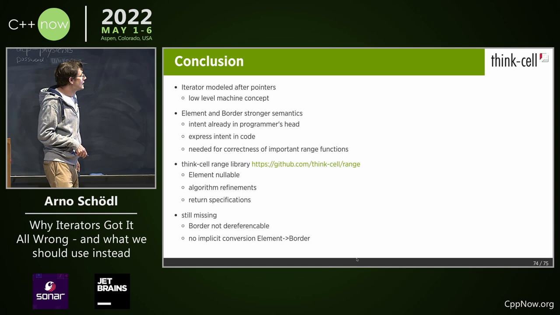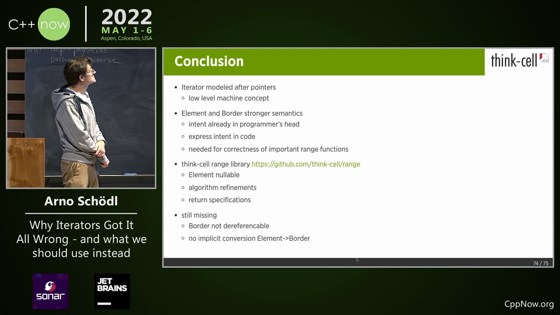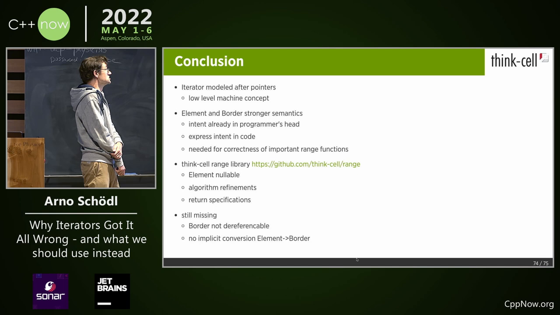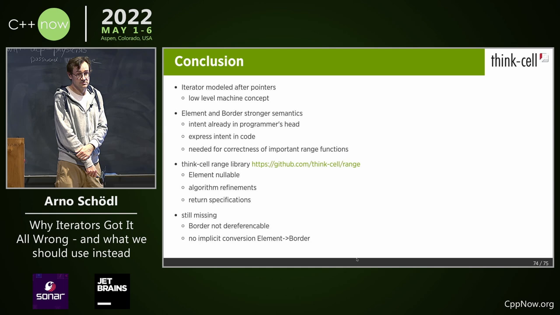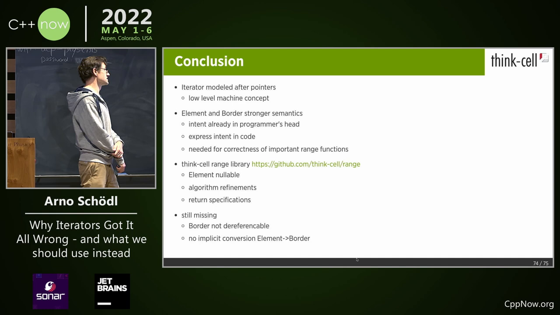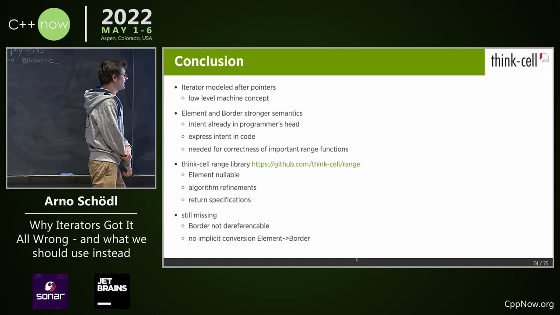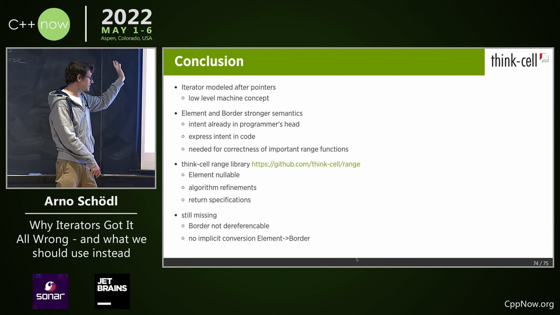Okay, and I'm already coming to the end. The iterator is modeled after pointers, so I think it's a low-level concept. It certainly is by its specification correct. I'm just questioning whether it's useful. I think element and border have stronger semantics. The meaning is already in the programmer's head when she's writing the code, so there's no real reason not to express it in the code. And for some range functions it's necessary for correctness. That said, we didn't go all the way. In our range library, we have nullable elements, all these algorithm refinements and return specifications.